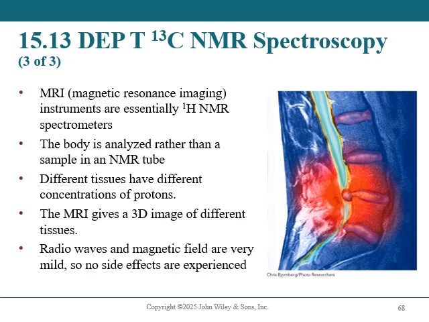Lastly, one of the applications we have for that NMR phenomenon is MRI, magnetic resonance imaging. These are essentially proton NMR spectrometers. The body is analyzed rather than a sample in an NMR tube. Different tissues have different concentrations of protons, so we analyze the whole thing. And the advantage is that the energy we use for NMR is really low energy, so you don't expose the patient to any type of high energy, so no side effects are experienced from an MRI. That's a big advantage.